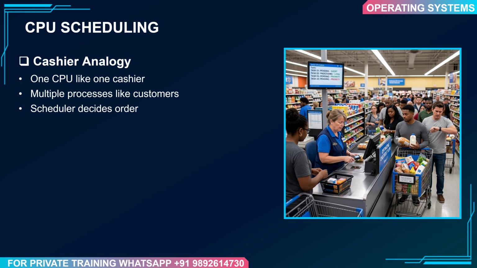Think of it like a single cashier at a busy store. There are many customers waiting in line, each with different needs. Some just want to buy one item, some have a full cart, and some might even leave if they wait too long. The cashier cannot serve everyone at once. So someone has to decide the order. That someone in an operating system is the CPU scheduler.